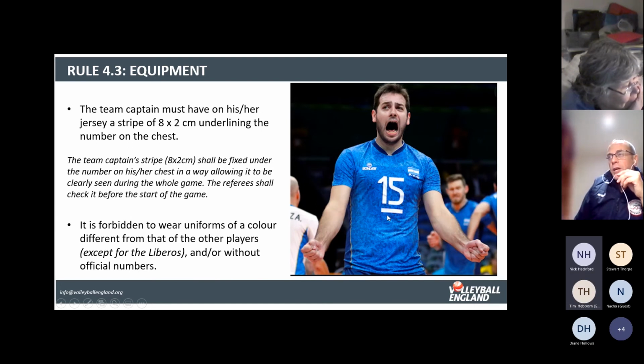So make sure the captain stripe is on the captains. At the toss, captains, you need to have a stripe under your number, and you need to try and keep it there for as much of the game as you possibly can.